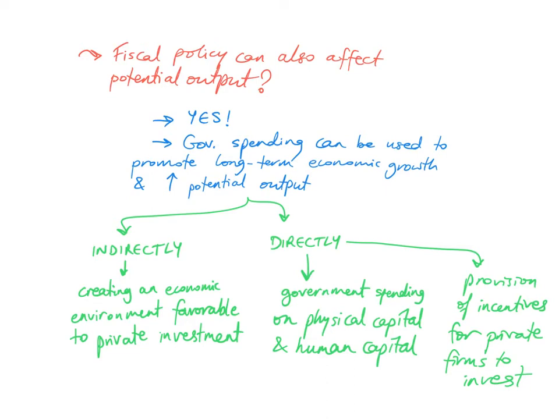Also, some people believe that fiscal policy only affects aggregate demand, but that is not very accurate. A lot of economists ask, well, can fiscal policy also affect potential output? Yes, absolutely. Government spending can be used to promote long-term economic growth and to increase potential output. The government can spend money on promoting economic growth and increasing potential output.